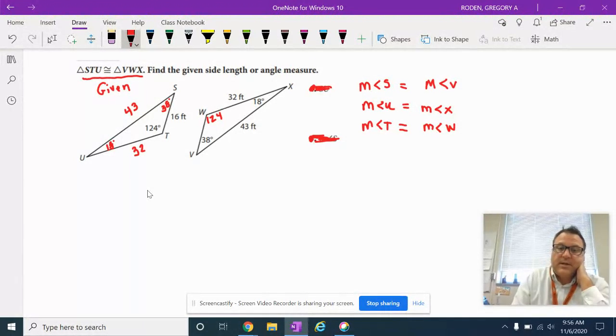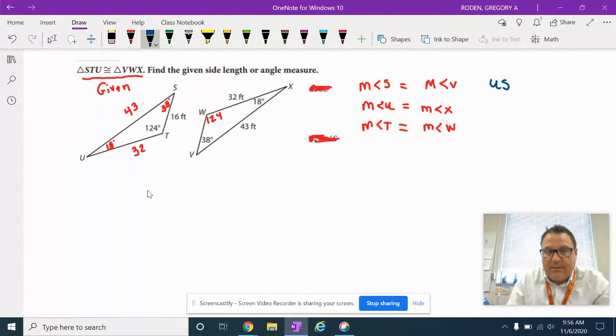Now, let's talk sides for a second. I'll change the color to blue. So let me just use the first side. Now I'm going to use the measure. I'm going to say US, and I'm not going to put a line over it because I'm not talking about the segment itself. I'm talking about its measure. So what is the measure of US? It's 43, right? But what is it equal to? Its measure is equal to VX.